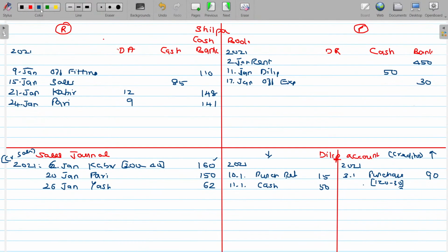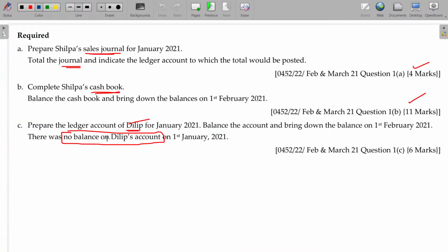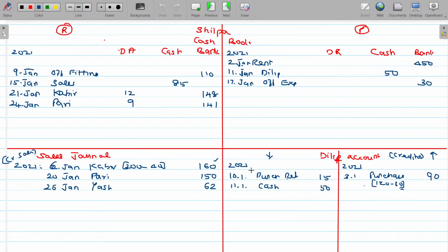Okay. So, what's the first transaction? First requirement: sales journal and total this, and where does this total go? So let's finish this one first. The total of the three being 372. This is transferred to the sales account. In which side? Credit side.